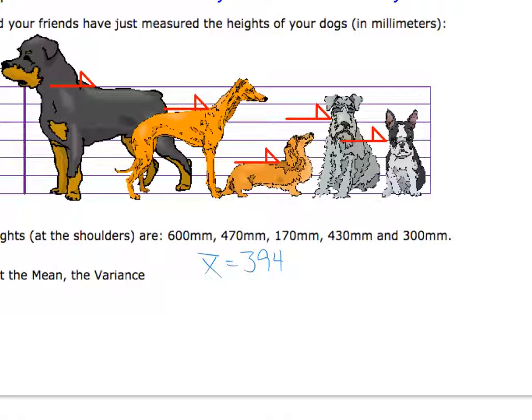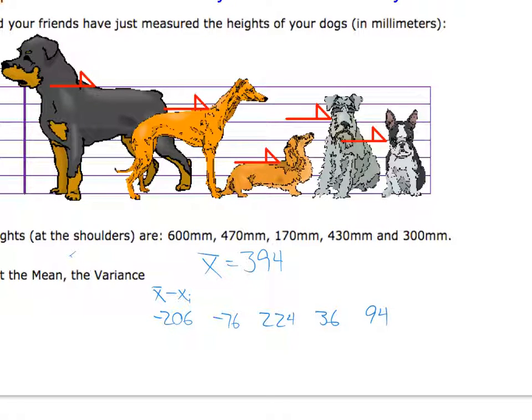So we're now going to take each of those scores and subtract them from the mean. Now, obviously, some of them are going to end up positive, some are going to end up negative. For example, 394 minus 600 is negative 206. And 394 minus 470 is negative 76. 394 minus 170 is 224. 394 minus 430 is negative 36. And 394 minus 300 is 94.